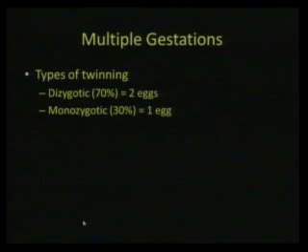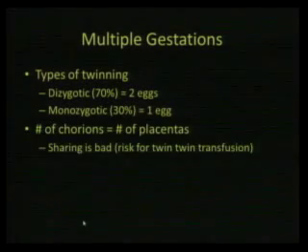All right, let's talk about twins a little bit. Multiple gestations. There's two types of twinning. There's dizygotic twinning, where two separate eggs are fertilized, and there's monozygotic twinning, where basically there's just one egg. So it's about 70-30% as far as how often these happen.